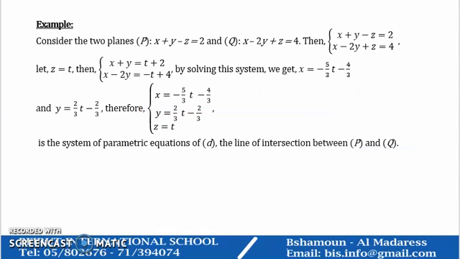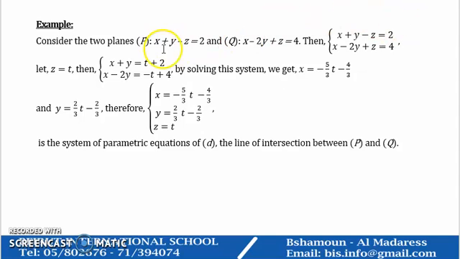Another example: here I have the two planes x plus y minus z equals 2 and x minus 2y plus z equals 4. They ask us to determine the line of intersection of these two planes. We notice that u over u prime is not equal to v over v prime, so they are intersecting. How can I determine the line of intersection of these two planes? I have a problem here.